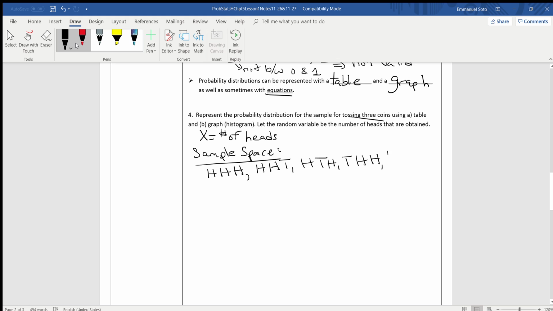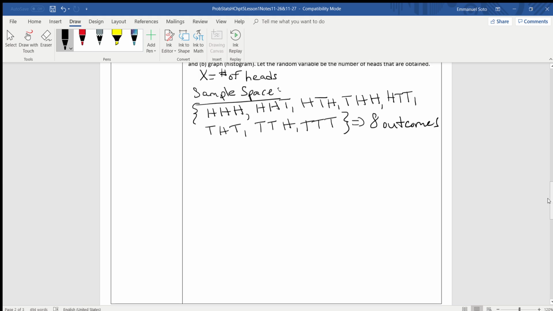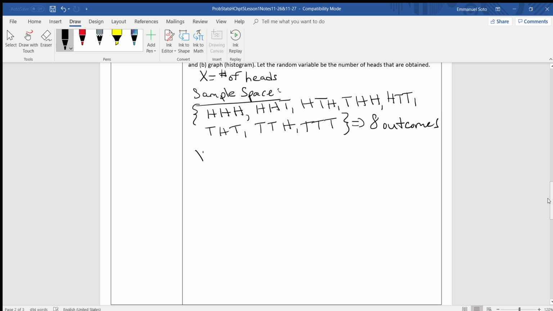Now we're going to do 2 tails: heads, tails, tails; tails, heads, tails; tails, tails, heads. And I think that's it for the tail possibilities. And then the last possibility is having all tails. All right, so there are a total of 8 possibilities. This is our sample space, so there are 8 outcomes.